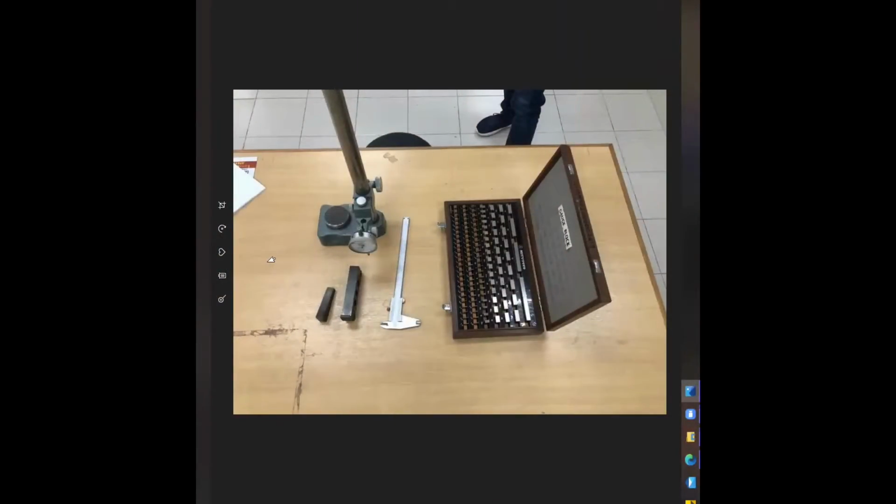So for the materials and apparatus for measuring the angle in this experiment, first, this is the box of linear gauge blocks. This is the vernier caliper. This is the dial gauge. This is the sine bar, and this is the angle gauge block.